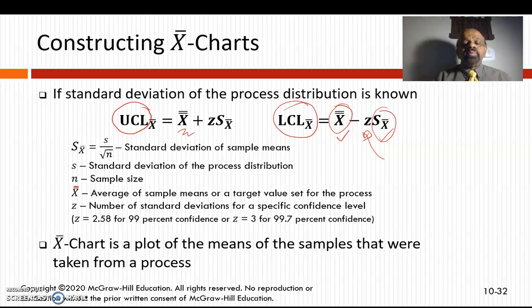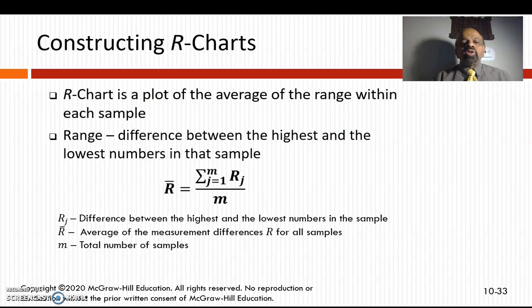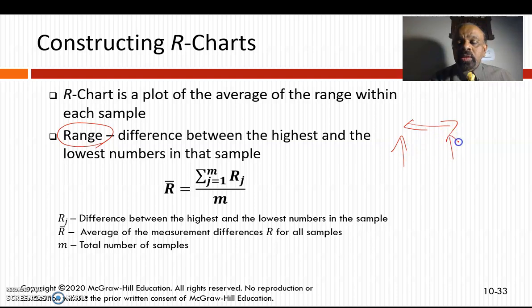The X chart basically takes the samples, and we're going to use those sample data and construct the X chart. Same thing with the R chart. We're going to construct the R chart. R basically is a range. If I have data, the highest number and the lowest number, and I take the difference between these, that gives me the range.